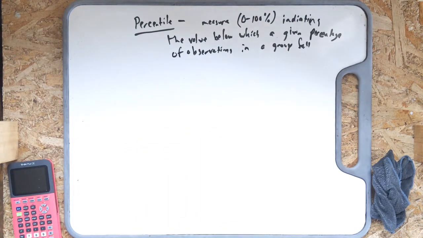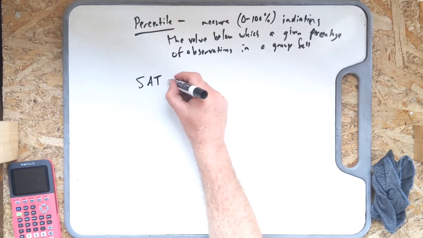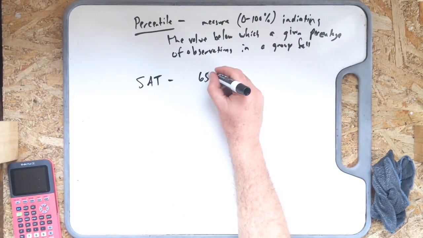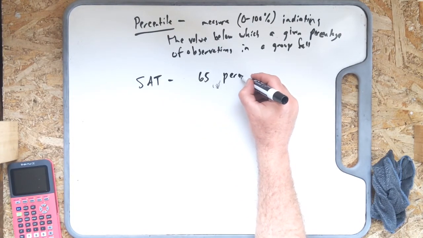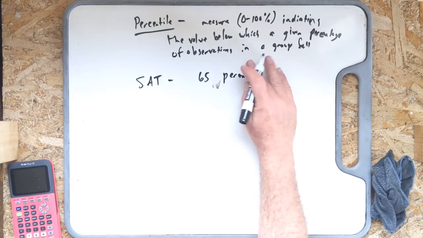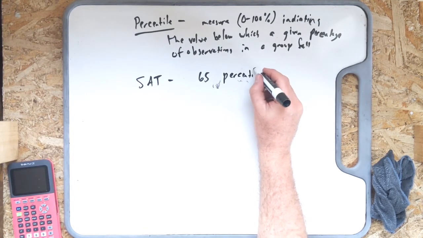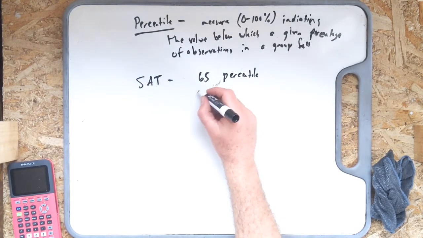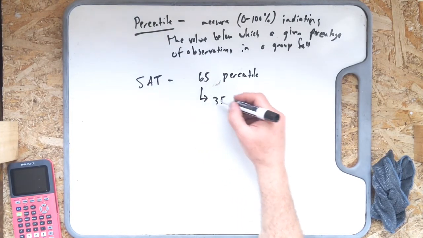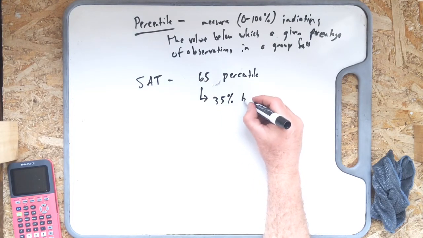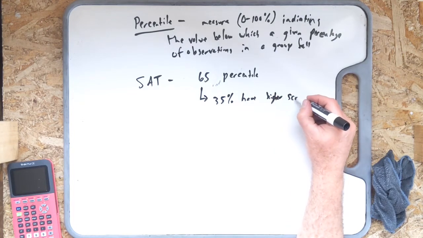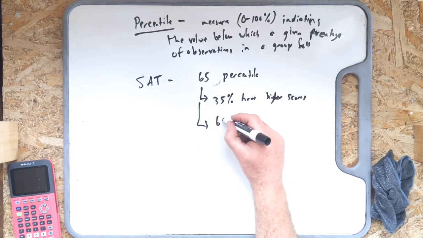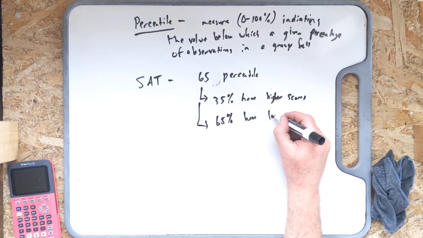So let me give you an example that's very relevant to you. If you are taking the SAT, you'll get a metric back which will say you're in the 65th percentile. It'll say 65th percentile, or it'll say percentile, and then below that it'll say 65%. What that means is 35%, 100 minus 65, have higher scores than you, and 65% have lower scores than you.